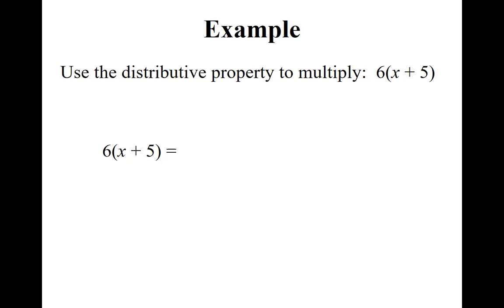Here, we can't add x plus 5. We don't know what x is, but we still need to multiply. We still need to get rid of the parentheses. We do that with the distributive property. 6 times x is 6x. 6 times positive 5 is positive 30. So we express that as plus 30. We've done it. We've successfully distributed. We've gotten rid of the parentheses. We have multiplied. We have an equivalent expression.